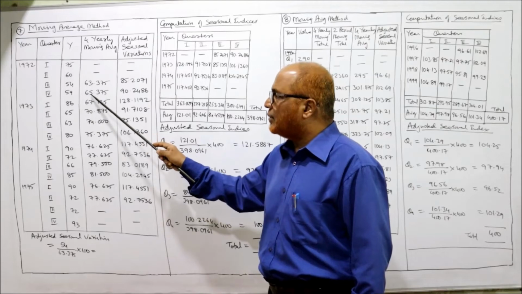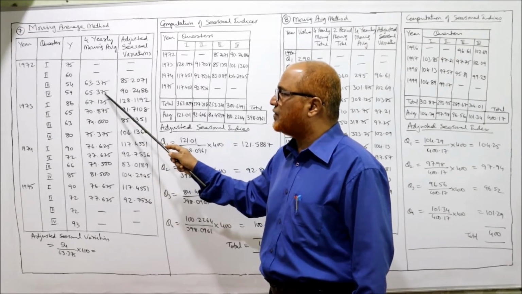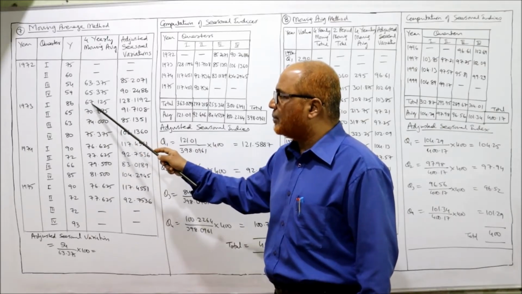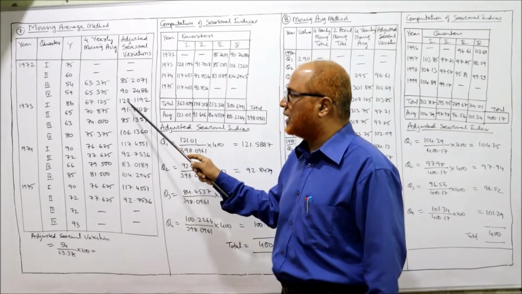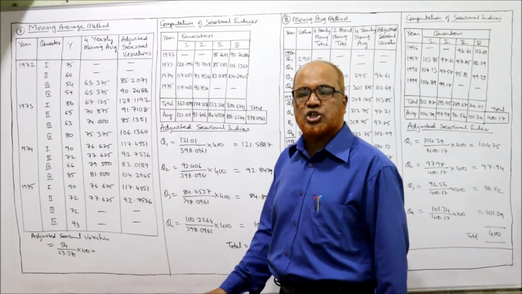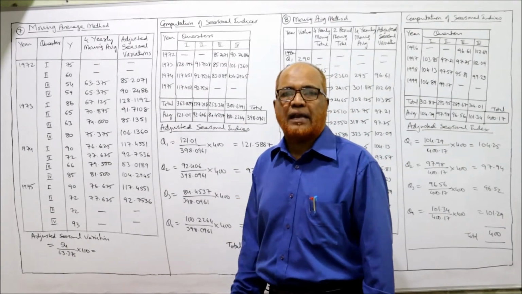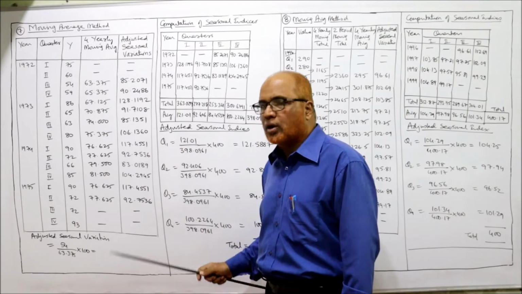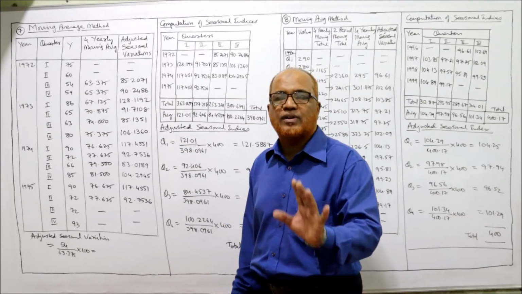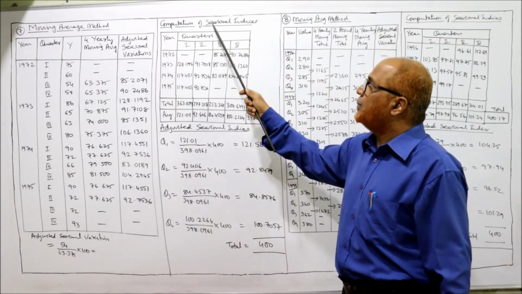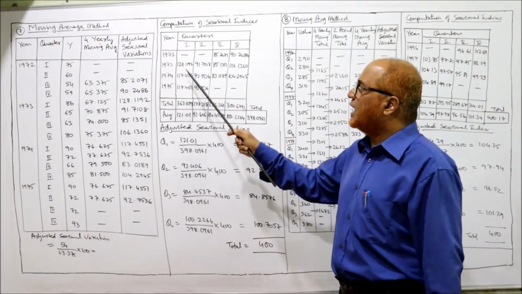59 divided by 65.375 into 100, you will get this value. 86 divided by 67.125 into 100, you will get this. So these are called adjusted seasonal variations, calculated for each quarter. For the first 2 quarters we don't have the data, and for the last 2 quarters we won't have the data, because we are following 4 quarters.